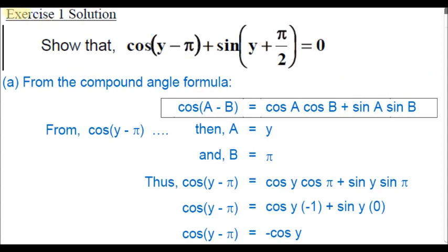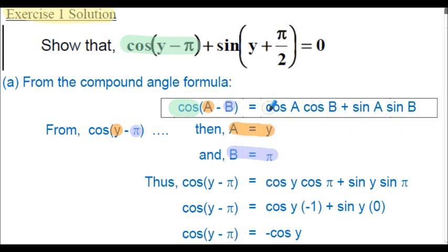So exercise 1, commencement of the solution. Our initial compound angle formula relates to this part of the equation, the cos of (y minus pi). So A in this case will be angle y, and B in this case will be angle pi. I now insert the values of A and B into the right hand side of the formula.